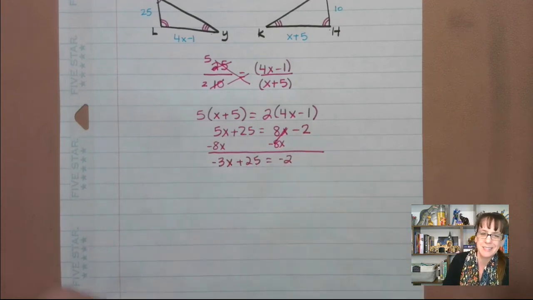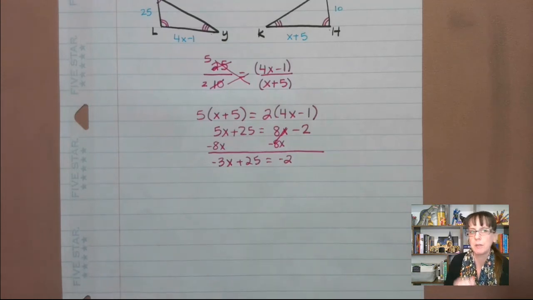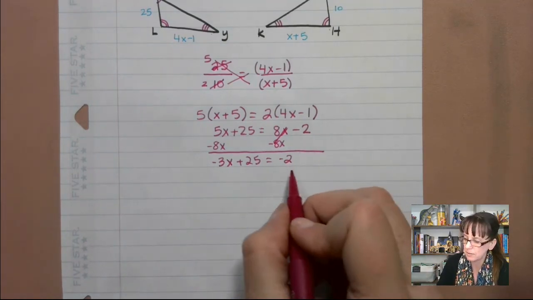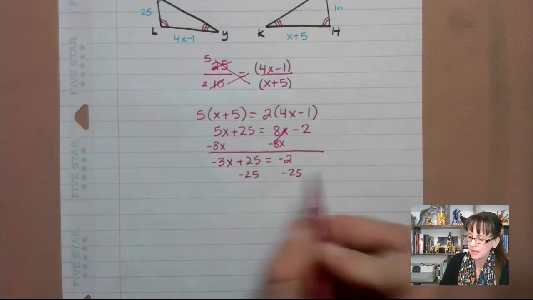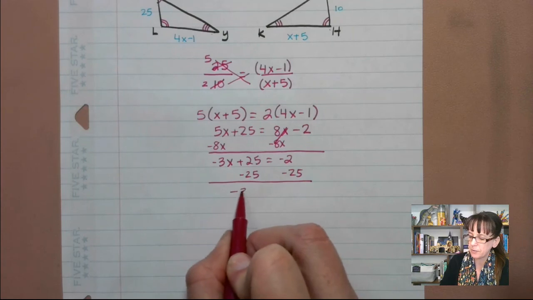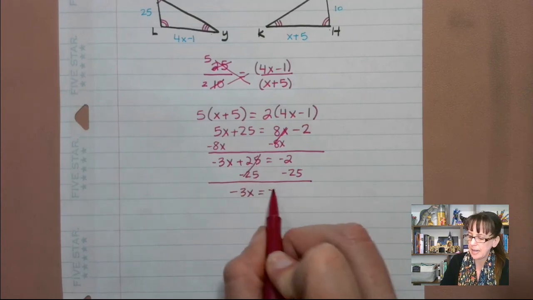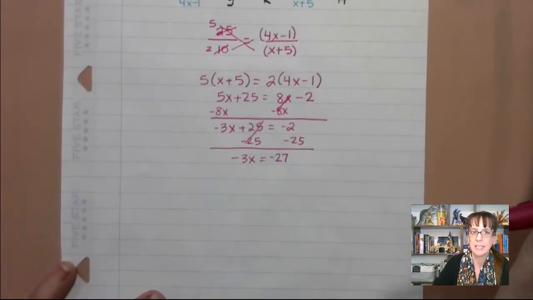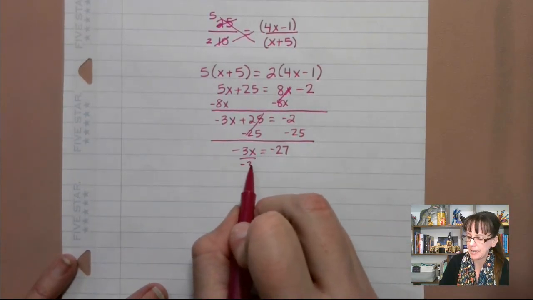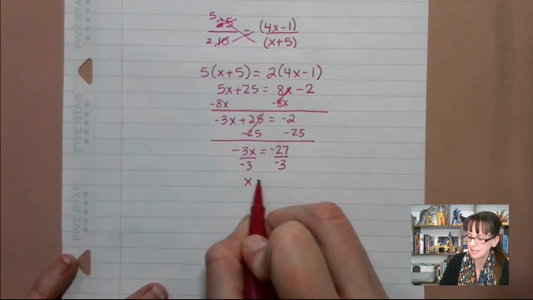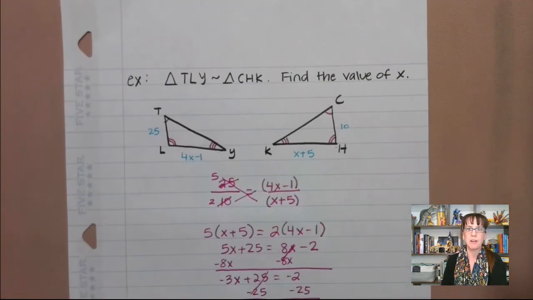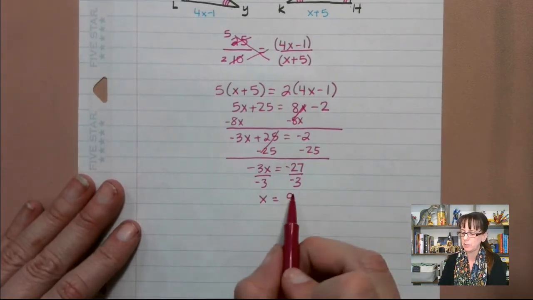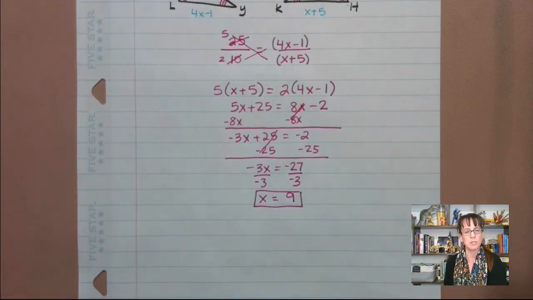I moved my x's to my left, even though that gives a negative. You can move it to the right and have a positive, I just do this out of habit. Okay, so now we're going to subtract 25 from both sides, and we get negative 3x equals negative 27. To get that x by itself, we divide both sides by negative 3, and that gives us x equals 9. Okay, so we go back and read the question. It says find the value of x. We have found the value of x. We have completed the mission for this question.